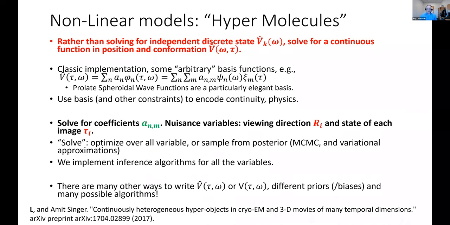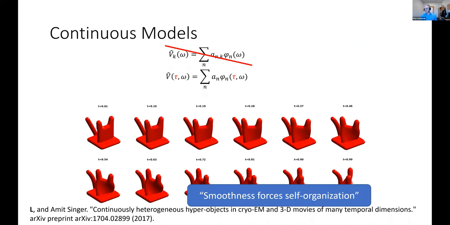So you mean you're talking about smoothness of the basis functions? Smoothness of the basis functions as you go through these additional dimensions of conformation. So right, it's smooth in tau. I see. Okay. And then it would require knowing what tau should be. Should tau be one parameter, two parameters? So the most naive thing to do, and that's how we started, is you just put one.